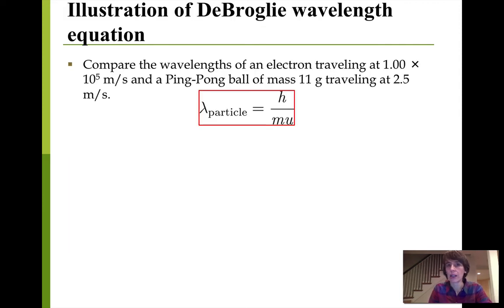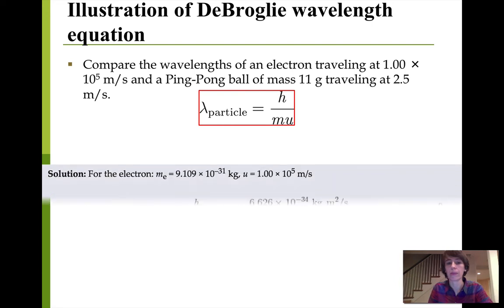So let's take a look at what this equation shows us. It's kind of weird to calculate the wavelength of a particle, but we'll see why it's important for electrons. And we'll do this by comparing an electron to a ping pong ball. Basically what we need to apply this formula is just a mass and a velocity. We have Planck's constant. So let's assume that an electron travels at 1 times 10 to the 5th, or 100,000 meters per second. We can look up the electron's mass, and let's assume that the ping pong ball has a mass of 11 grams and it's traveling at about 2.5 meters per second.